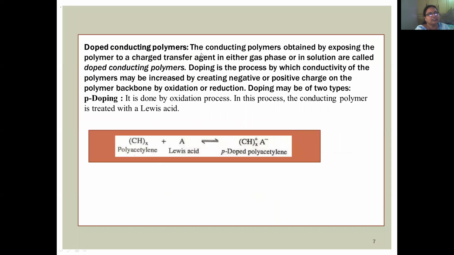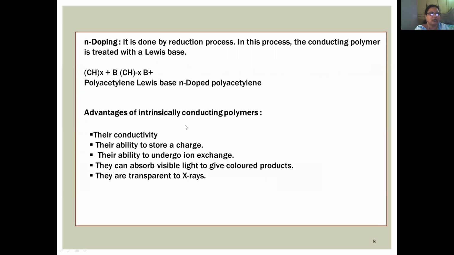Okay. Then next is doped conducting polymers. So the conducting polymers obtained by exposing the polymer to a charge transfer agent, either in gas phase or solution, are called doped conducting polymers. Usually, in this doping technique, we use iodine and sodium naphthalide. Okay? So, with the use of these two, p-doping and n-doping is done, and conductivity is achieved in the polymer.